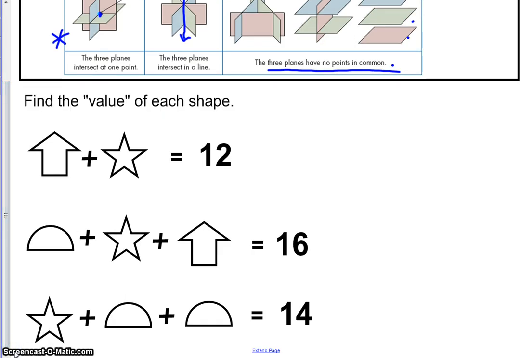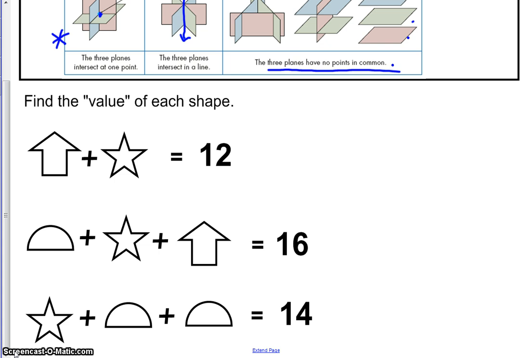So in these three problems, three equations, we have shapes. We have an arrow plus a star equals 12. A semicircle plus a star plus an arrow equals 16. A star plus a semicircle plus a semicircle equals 14. And we have to solve it, so we have to use some logic to solve it.